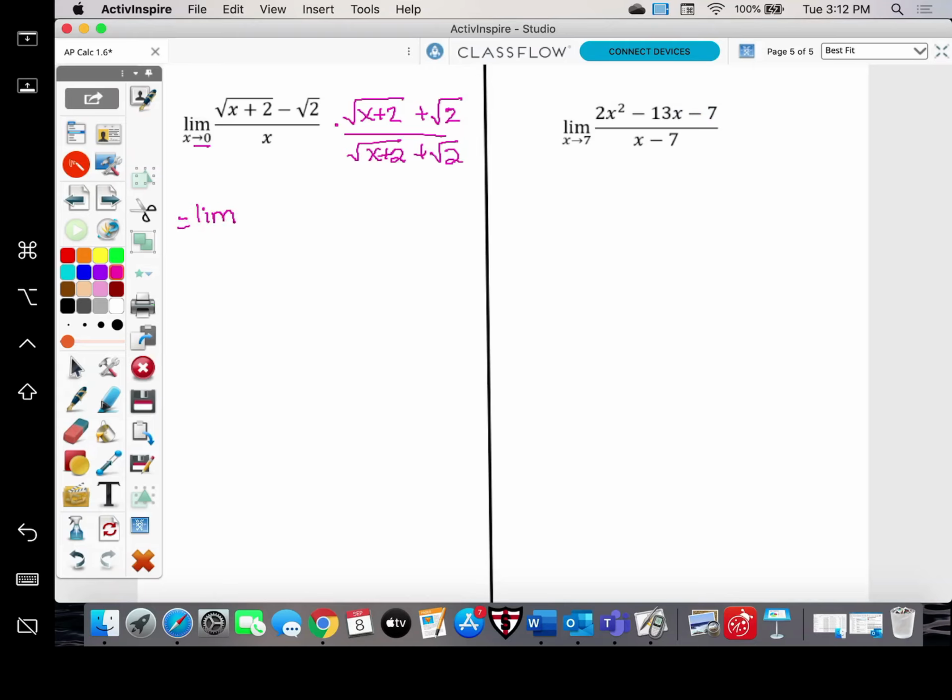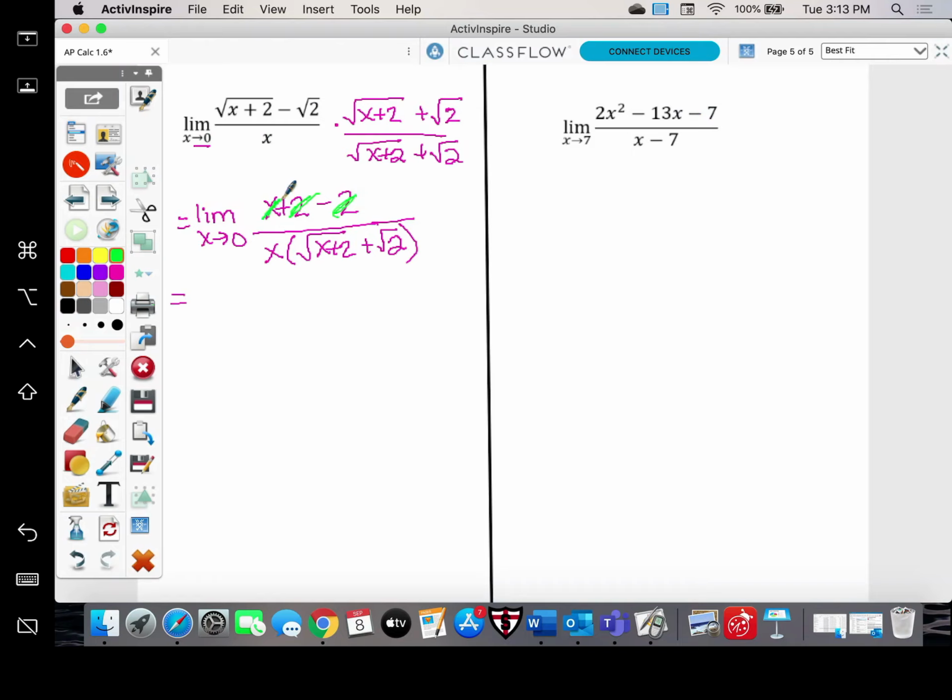And when we rationalize, we're still here writing limit as x approaches 0. That notation has to be every single line until you do direct substitution. So when we FOIL this, we're going to end up with x plus 2 minus 2. And the denominator, don't distribute in the denominator. You want that to cancel out anyway. Right? So we get our positive 2, negative 2 to cancel out.